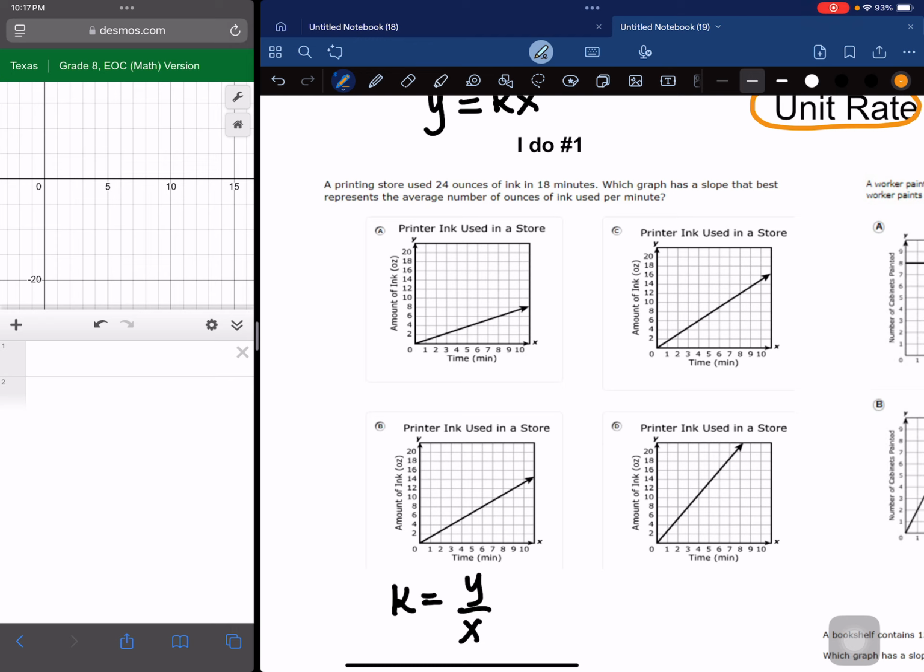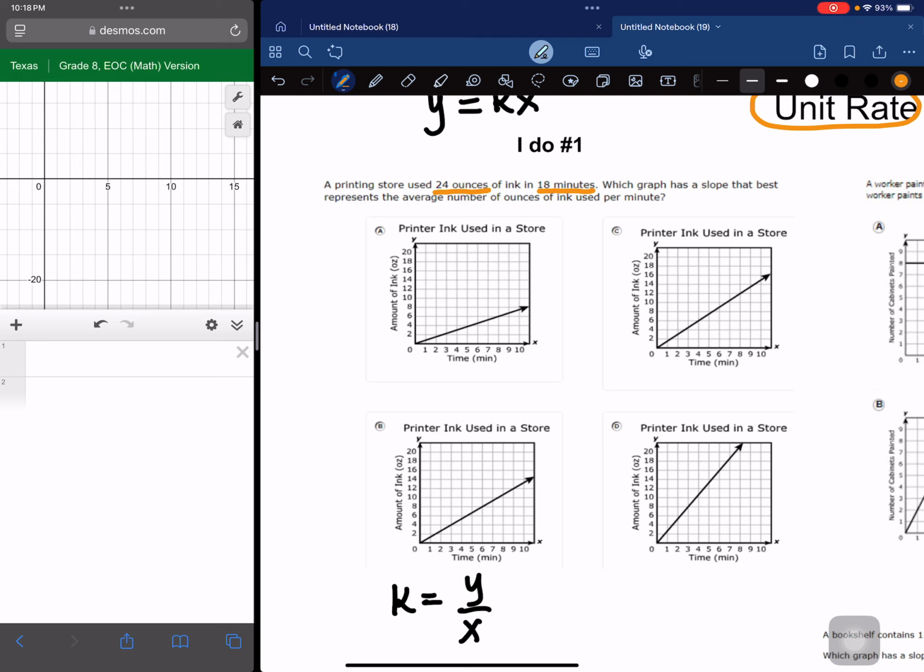Let's read the problem. I'll do number 1. A printing store used 24 ounces of ink in 18 minutes. Which graph has a slope that best represents the average number of ounces of ink used per minute? Highlighting my two givens, and that is 24 ounces and 18 minutes. Which is my y and which is my x?